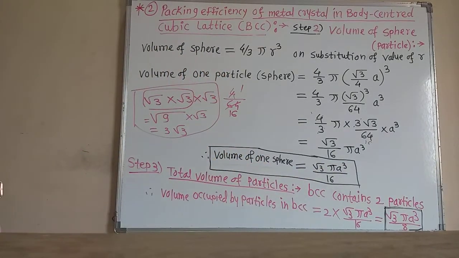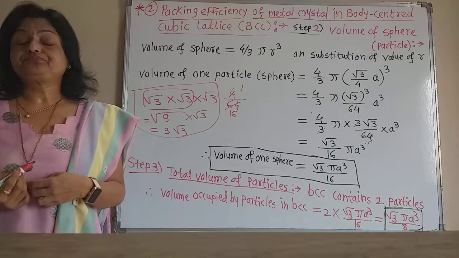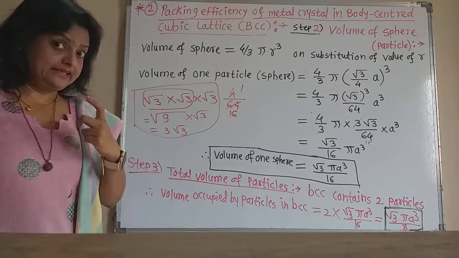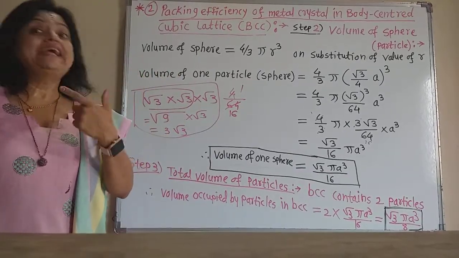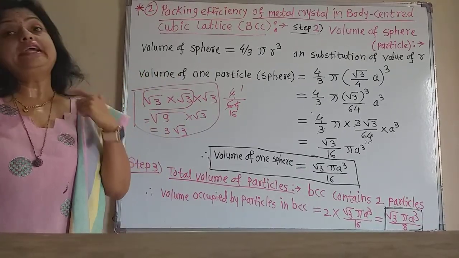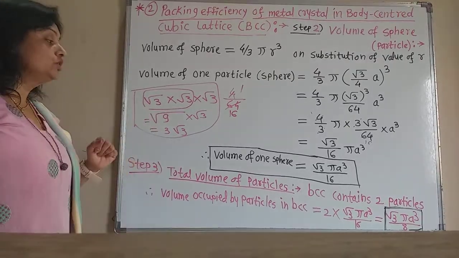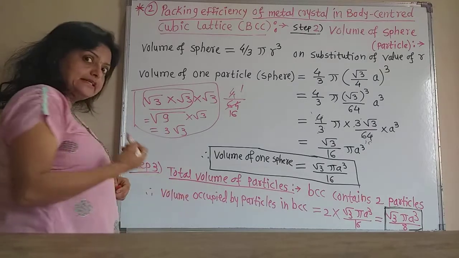Now this is only the volume of one sphere. But we know that in a body centered cubic unit cell, there are two particles. One is in the center of the body, and one is from the 8 corners, that is 1/8 part of each corner, which becomes also one particle. So there are two particles in the body centered, that is the BCC.